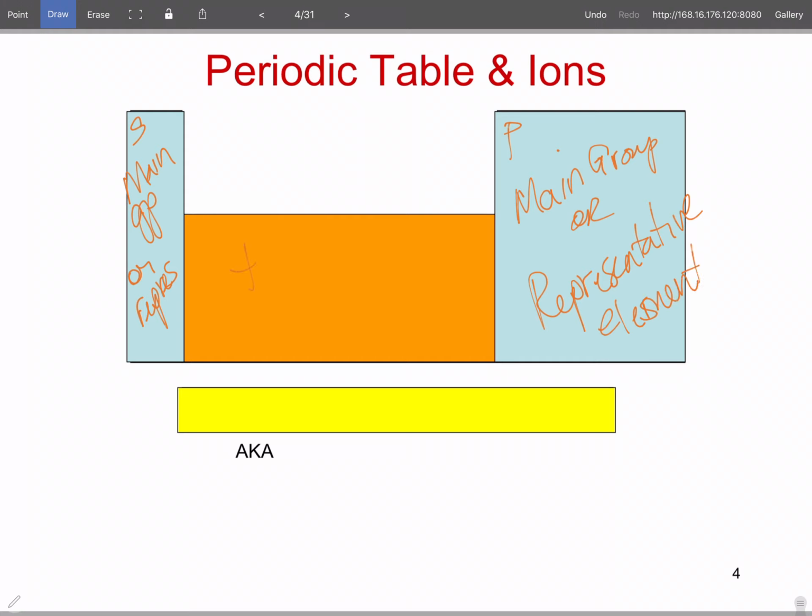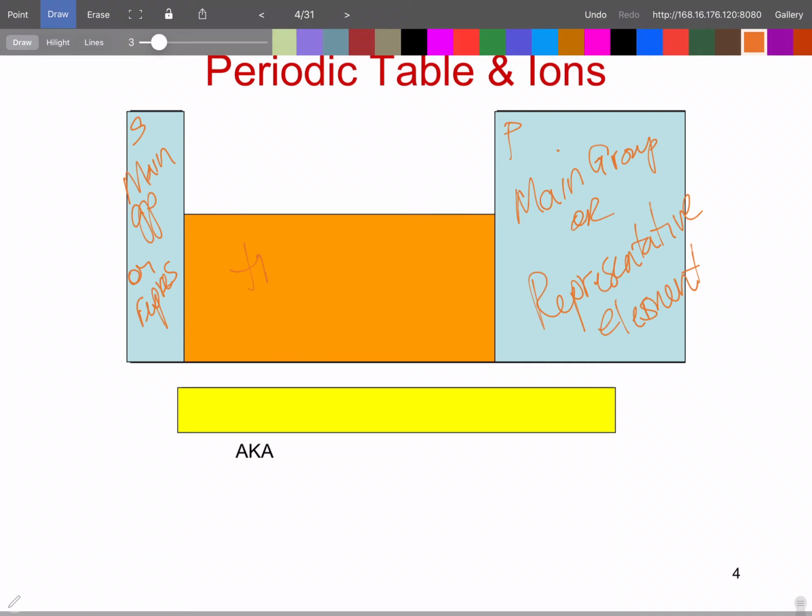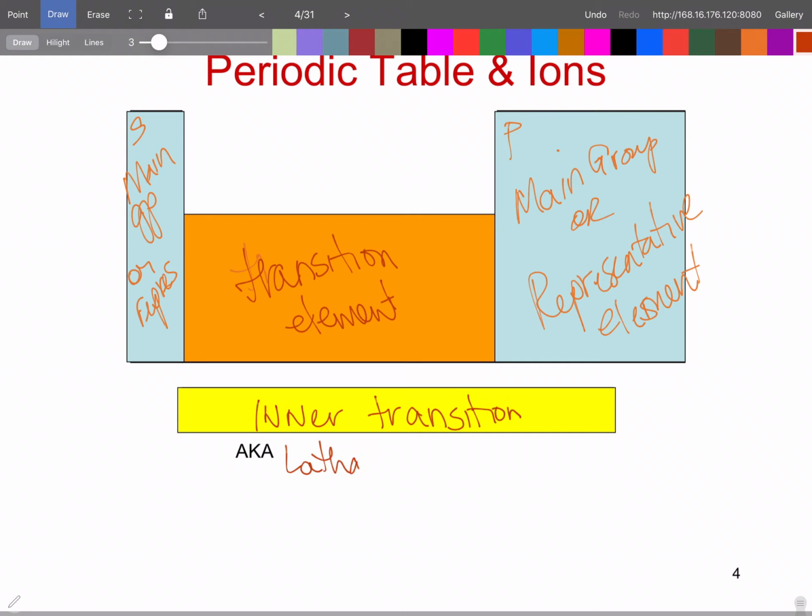The transition, and like you can see that, let me go to a darker color. Transition elements are in the middle. They happen to be metals. These are the inner transition, we've all seen this before, also known as the lanthanide and actinide series.